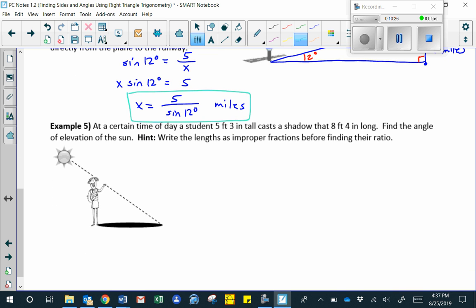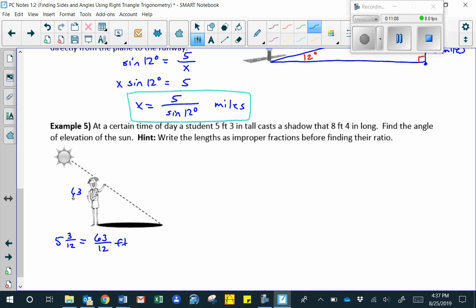In example 5, we have a student casting a shadow. She is 5'3" tall. The shadow is 8'4" long. Now, it's going to be to our advantage to use one single measurement unit here instead of feet and inches. Let's just use feet. Now, we've got a height. She's 5'3", which is 5 3/12 of a foot. Improper fractions are best. That would be 12 times 5 is 60, plus 3 is 63/12 of a foot.